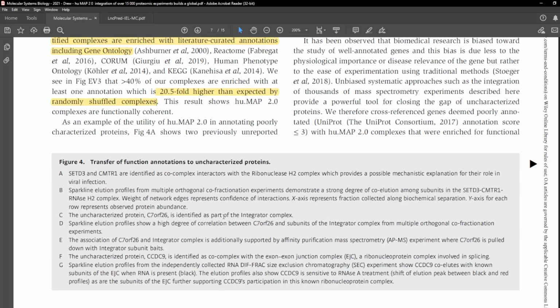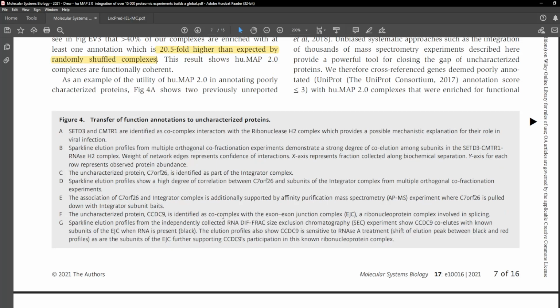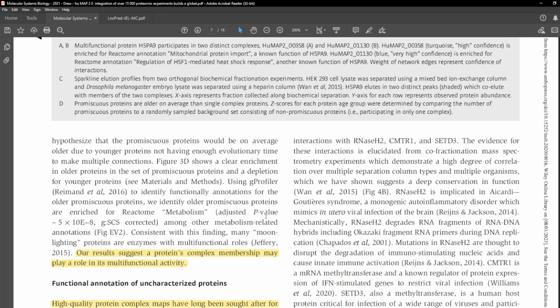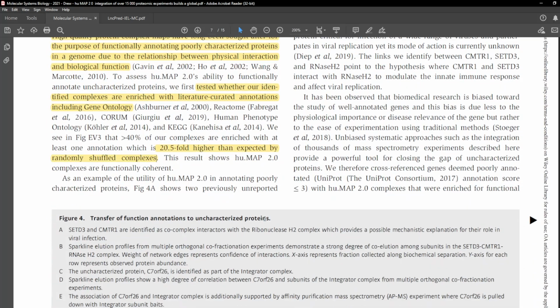Figure EV3. Hu.MAP 2.0 complexes are functionally enriched. The bar chart shows the number of identified complexes that are enriched with at least one annotation from GO, Reactome, CORUM, KEGG, or Human Phenotype Ontology, HP, at an FDR threshold of 0.05.